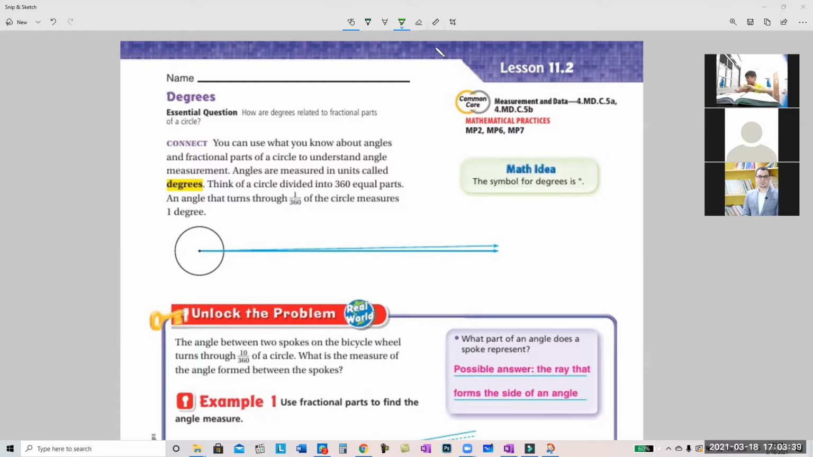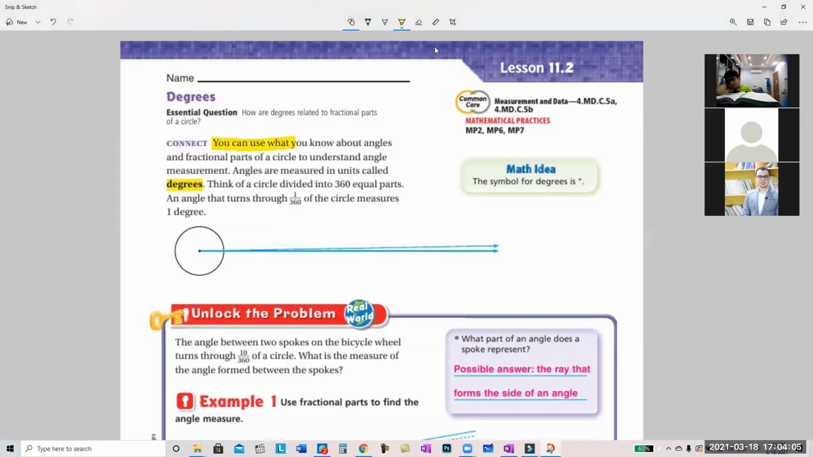If you want to measure an angle, you have to get a unit to measure an angle. This unit is called degree. That's what we're gonna talk about today. That's our lesson today. How can we measure an angle? Okay, so let's read this together.